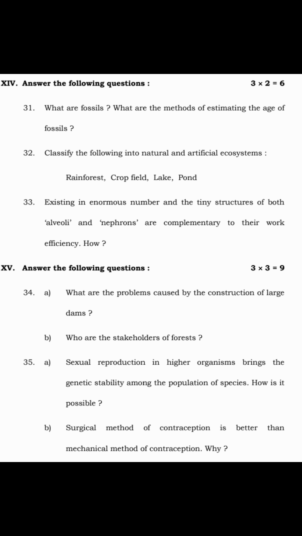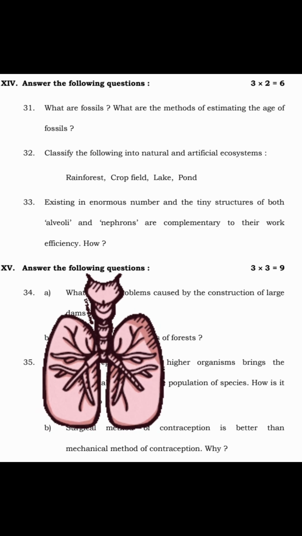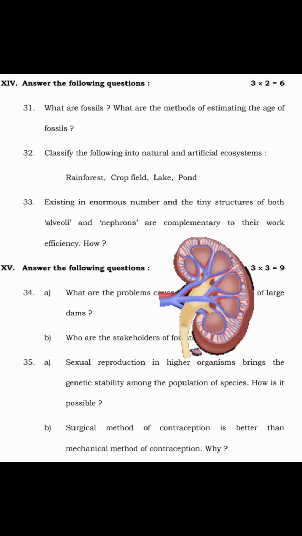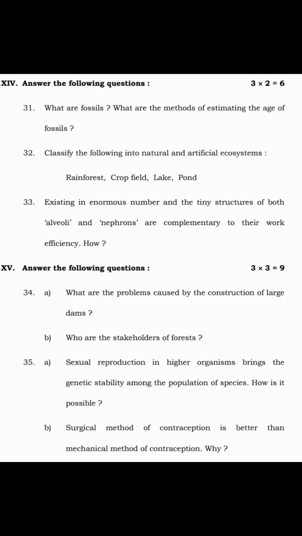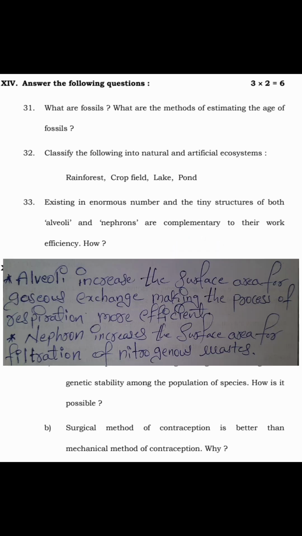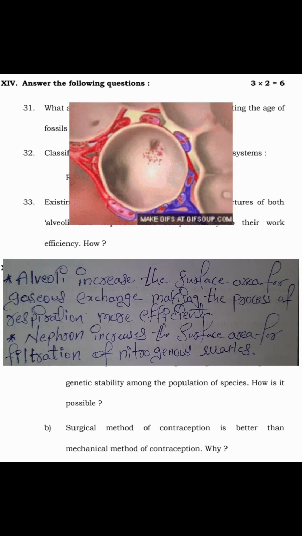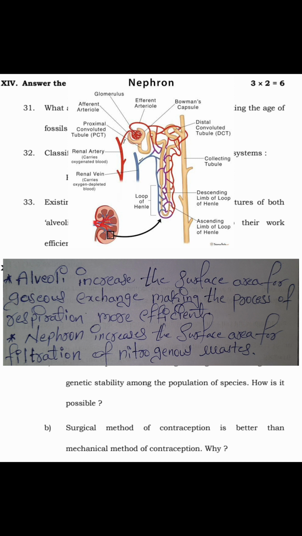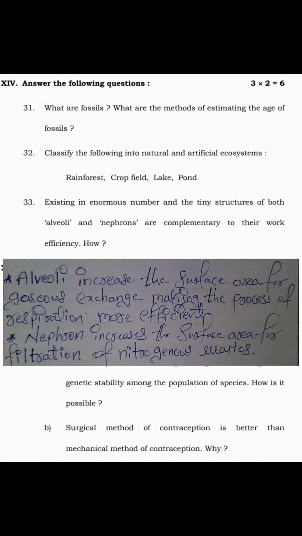Question number 33. Existing in enormous numbers, the tiny structures, both alveoli in lungs and nephrons in the kidneys, are complementary to their work efficiency. How? Alveoli increase the surface area for gaseous exchange, making the process of respiration more efficient. And in the kidneys, nephrons increase the surface area for filtration of nitrogenous waste from our body.